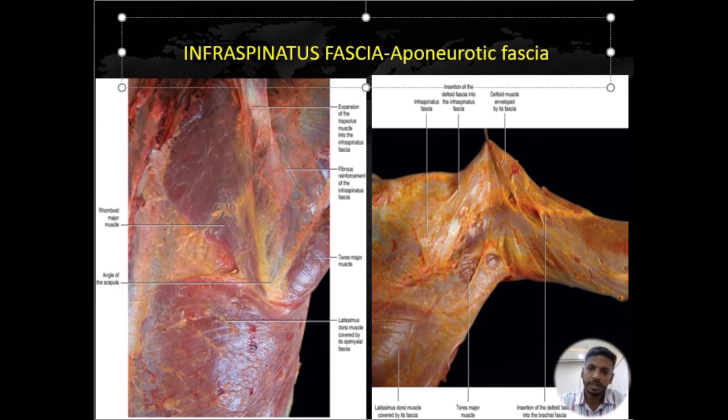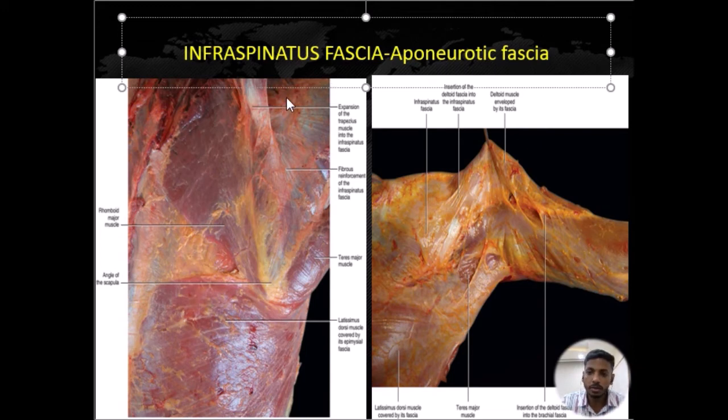The infraspinatus fascia is considered an aponeurotic fascia because it offers attachment to a lot of muscles from the shoulder region and the arm region. This infraspinatus fascia, which envelops the infraspinatus muscle, is attached with the upper fibers of the trapezius fascia and has attachment with the deltoid fascia. So the upper trapezius and the deltoid form an upper trapezio-deltoid complex.